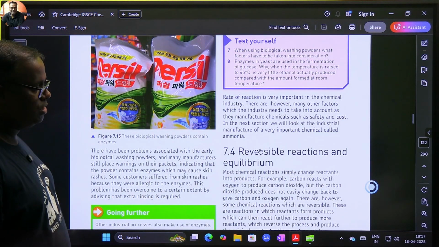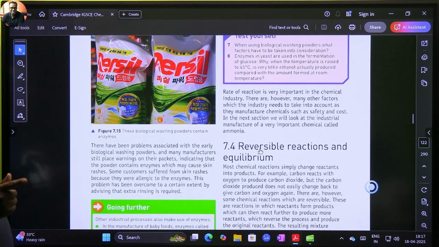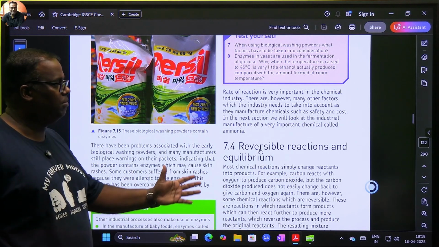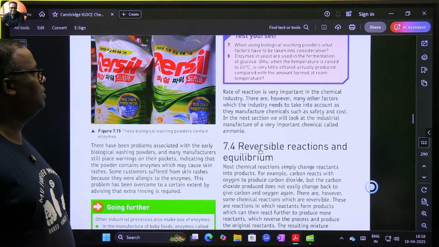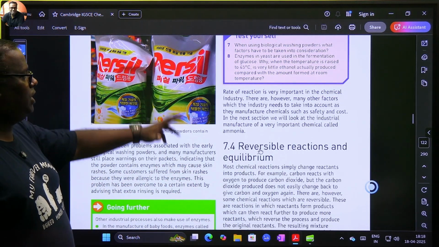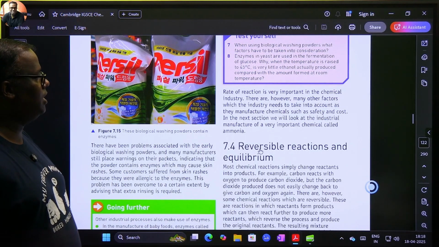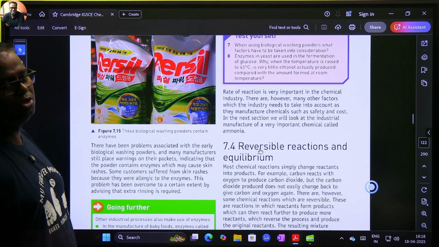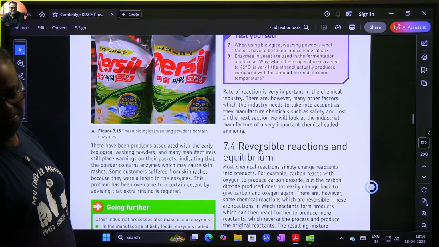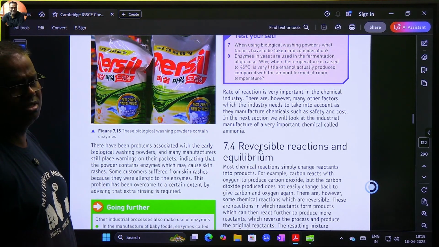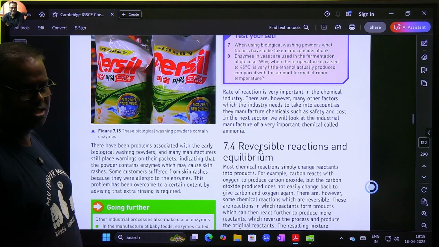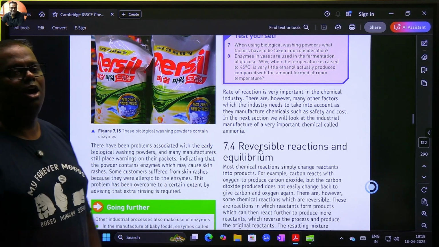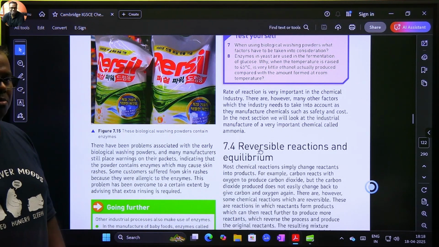Have we understood? The next two parts are very important. Today we'll first concentrate on something else. Rate of a reaction is very important in the chemical industry. Why? Because if I'm an industrialist, all I want is my input cost to be as low as possible and my profit should be, think like a capitalist, input cost as low as possible and my output as maximum.